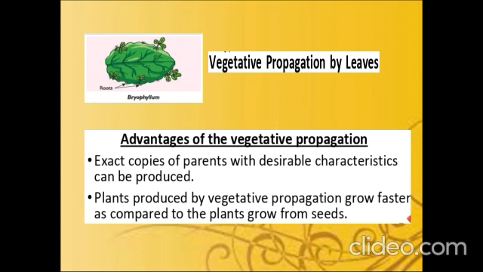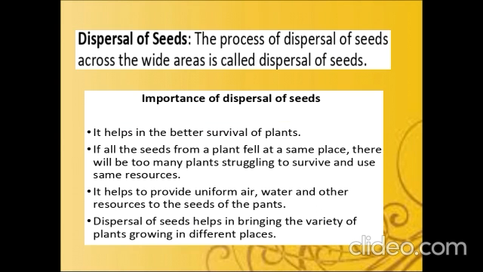So what are the advantages of vegetative propagation? Exact copies of parents with desirable characteristics can be produced. The baby plant will have the same characteristics as the parent plant. Plants produced by vegetative propagation grow faster as compared to plants grown from seeds. So these are the advantages of vegetative propagation.